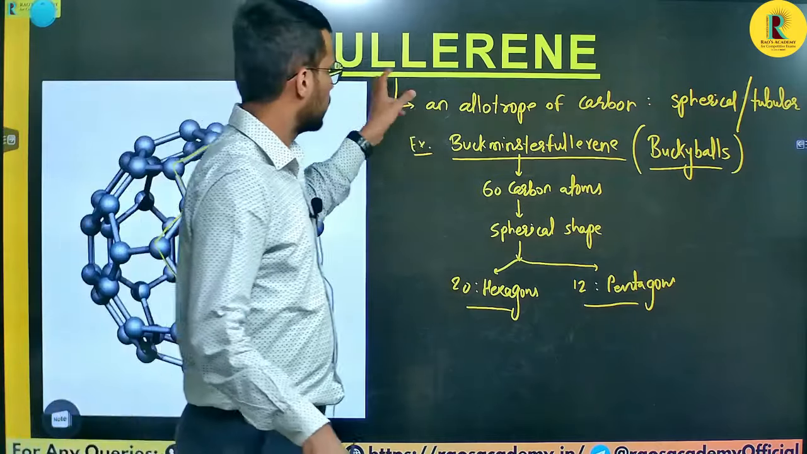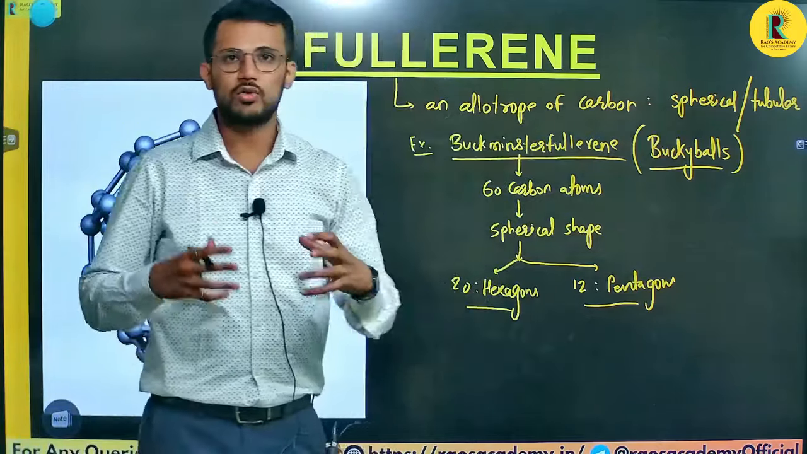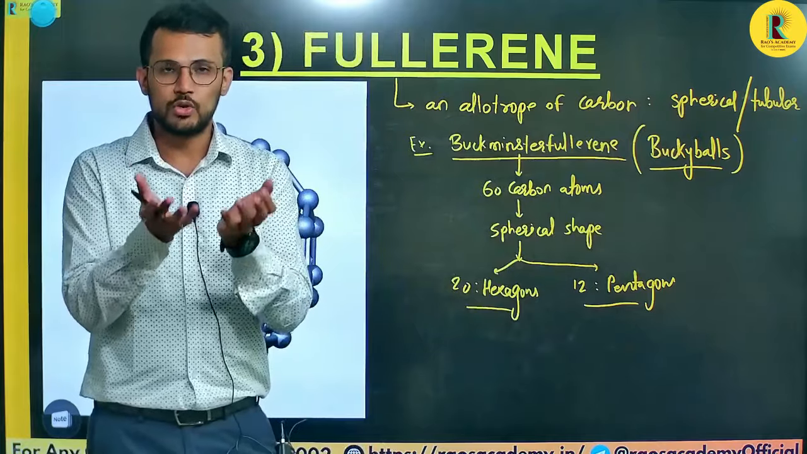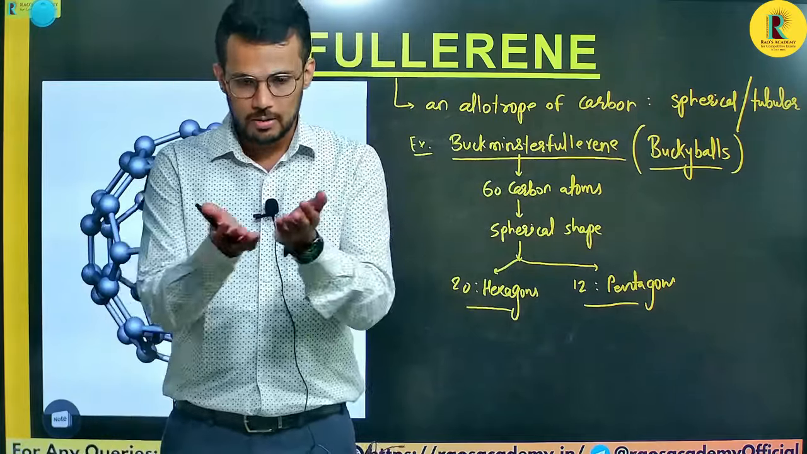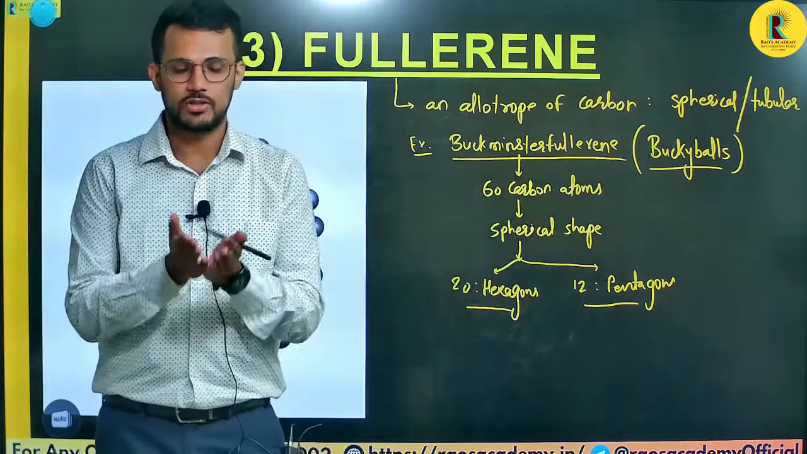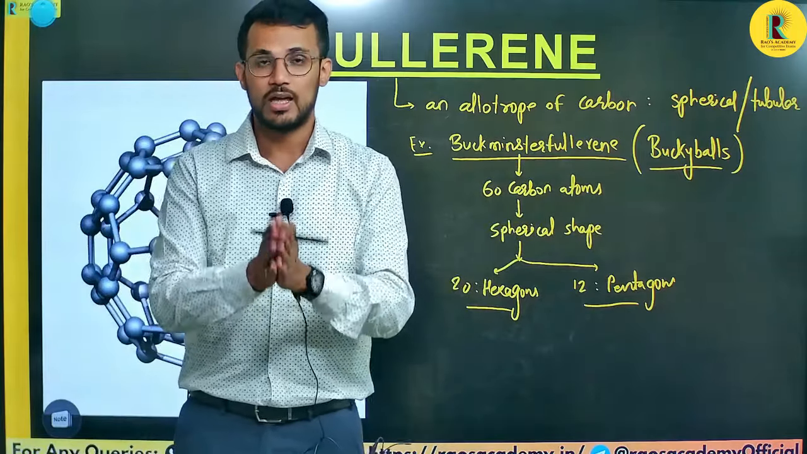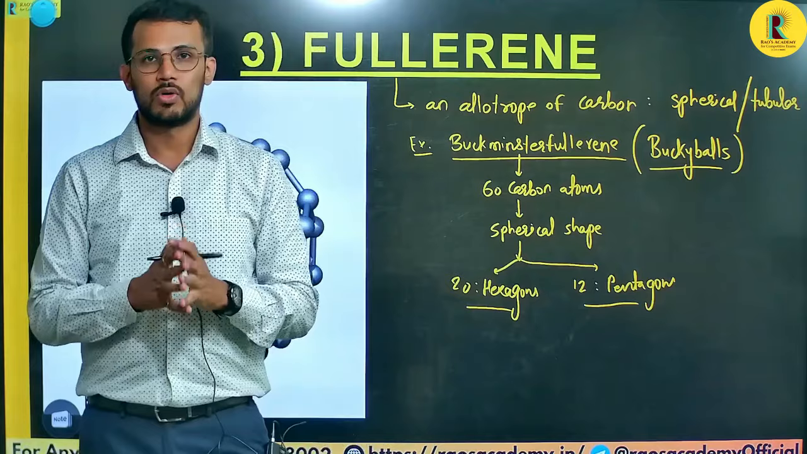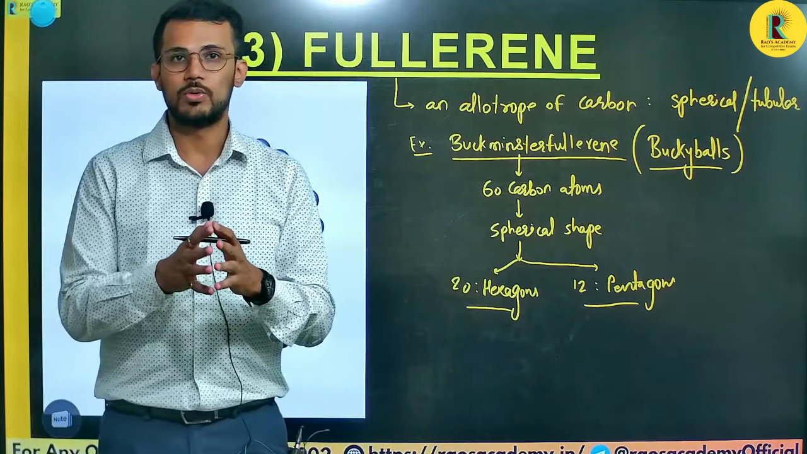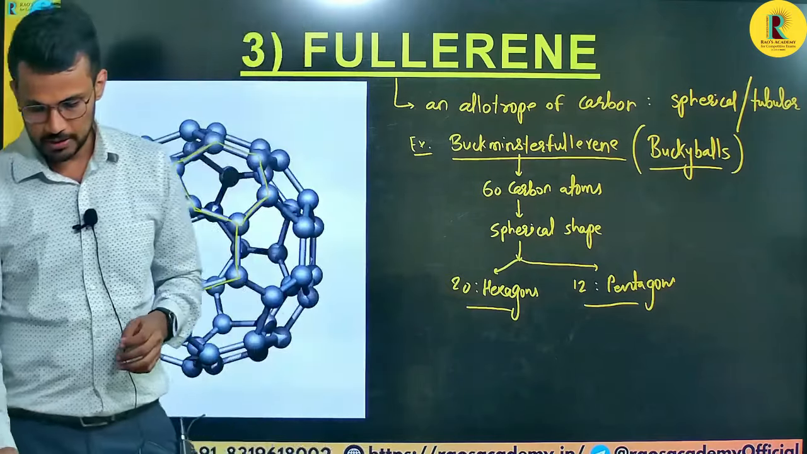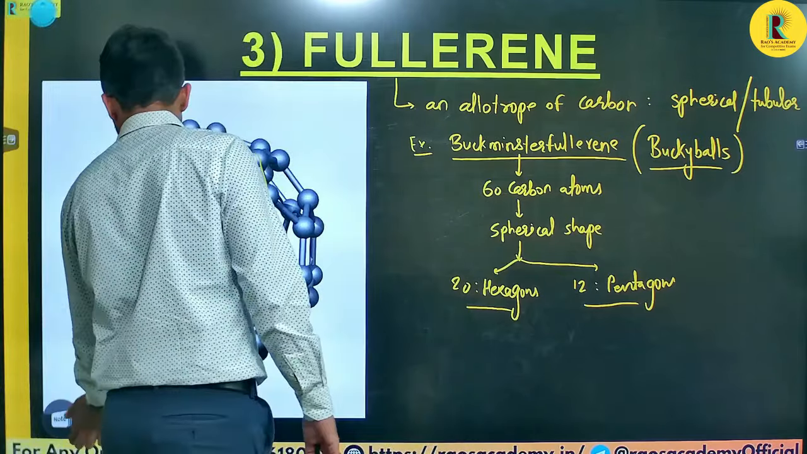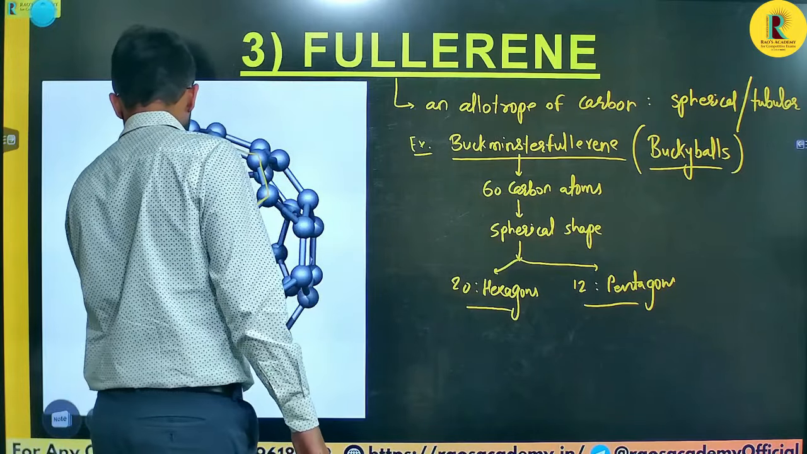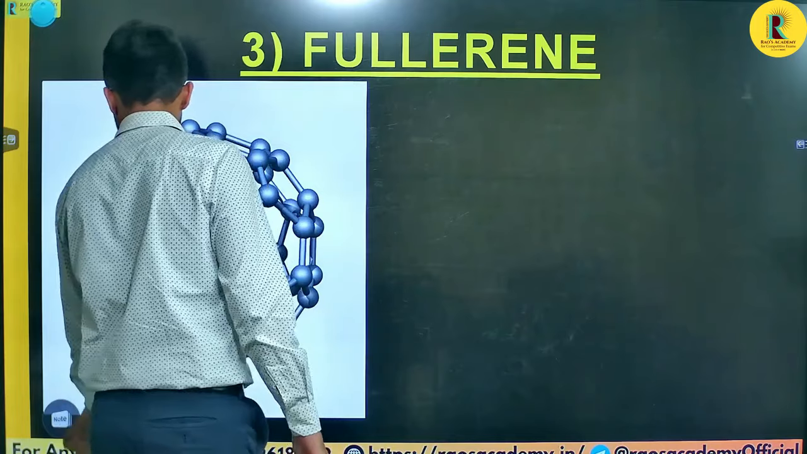We have discussed that fullerenes are also there in tubular form. So the tubular example of fullerene is carbon nanotubes, which we have discussed just now, having a tubular structure, and that is also one of the ways in which fullerenes exist. Fine. So what are the properties of these fullerenes? Let us try to understand those properties.